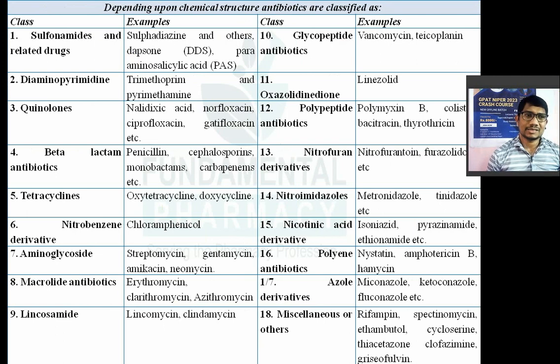Chemical structure कैसा है, उसके accordingly different class है. For example, the first one is sulfonamides, or they are known as sulfa drugs. Sulfonamides and related drugs, sulfa drugs. In that you have sulfadiazine, sulfapyridine, sulfadimidine, sulfamethizole, sulfisoxazole, sulfamethoxazole, etc. Dapsone is there, para-aminosalicylic acid is there. Dapsone is dimethyldiphenylsulfone. This dapsone is used in leprosy. Then para-aminosalicylic acid is also used in the leprosy.